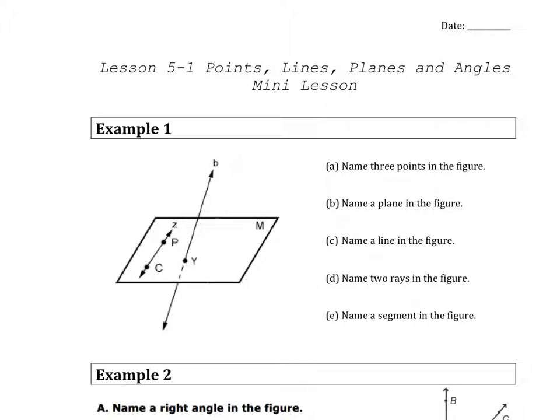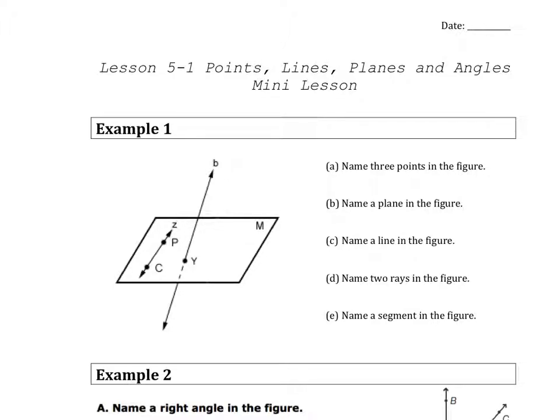A line is any 2 points connected, and it must go on forever, so it would have 2 arrows on it. A plane is a flat surface, like your desk. Any 3 points create a plane. A ray is directional, and it's a point and an arrow, so it has to have a point and an arrow. And then a segment is a part of a line with no arrows. An angle is created by 2 rays, which we will talk about in a little bit.